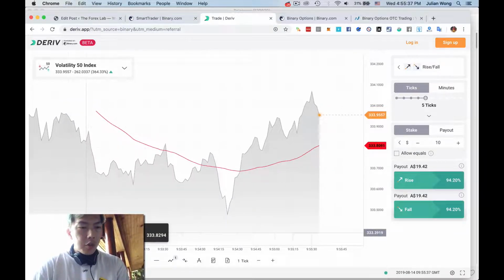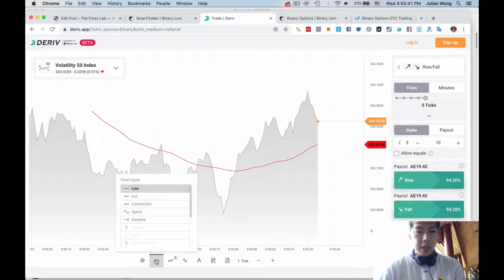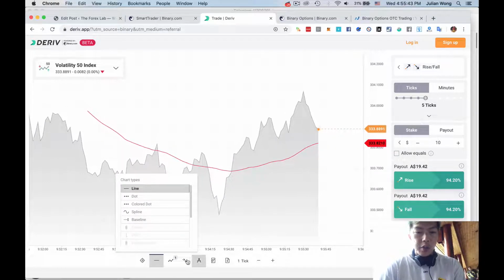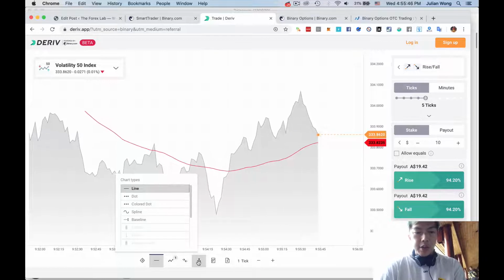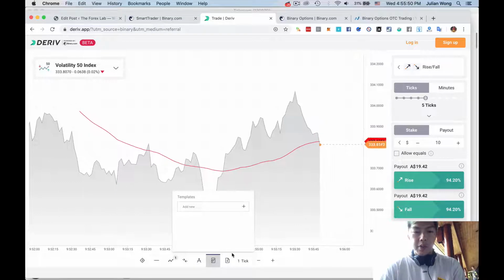You can try the different ones. One of the things I'm going to do right now is some charting, and put in some indicators to make things a little bit more digestible, so to speak.